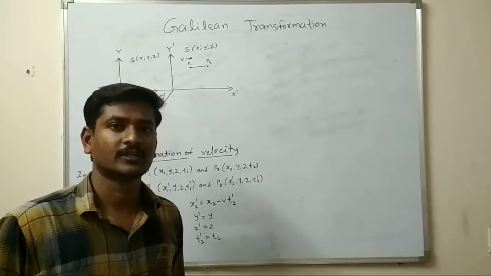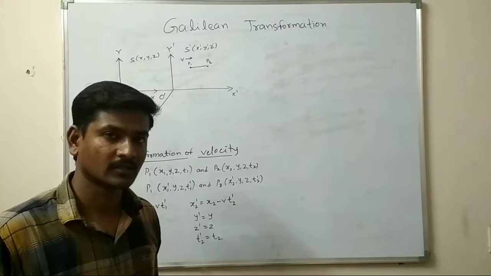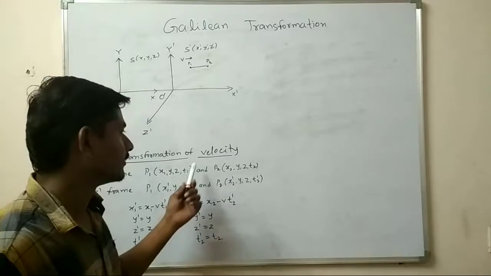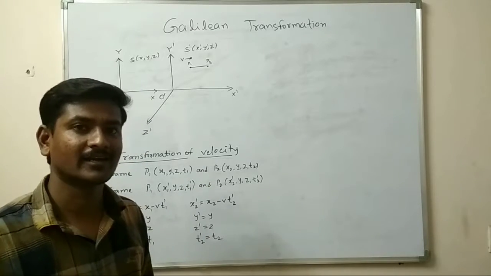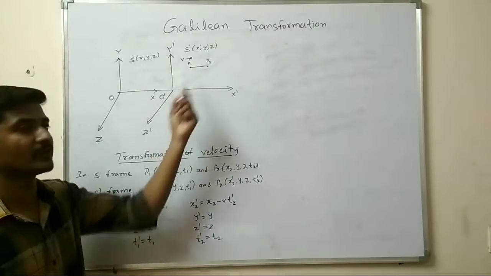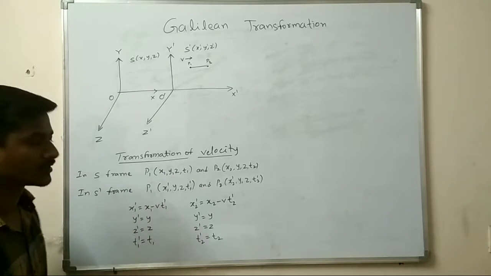Till now, we have seen the variation of distance or length with the Galilean transformation. Now let us see what happens to the velocity because of Galilean transformation. Again the same considerations. The object is moving from P1 to P2. At P1 the same coordinates.